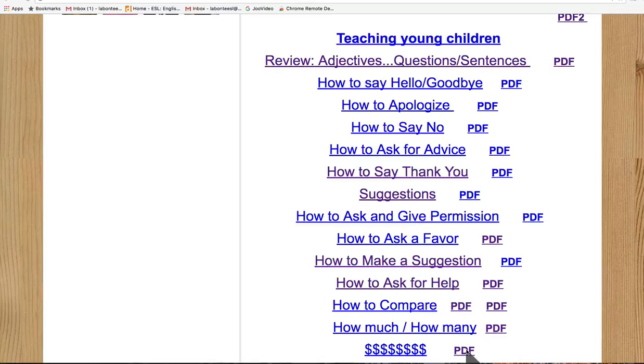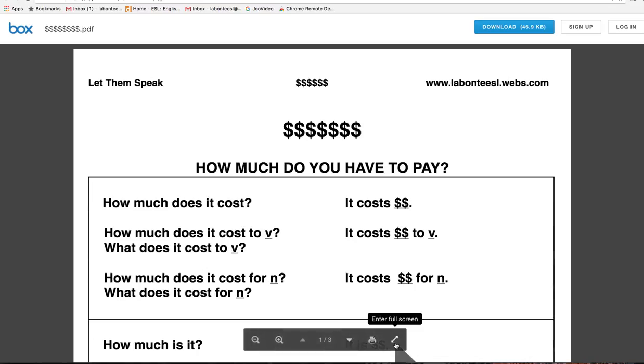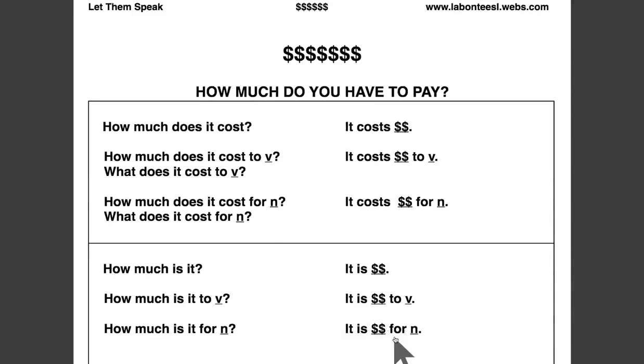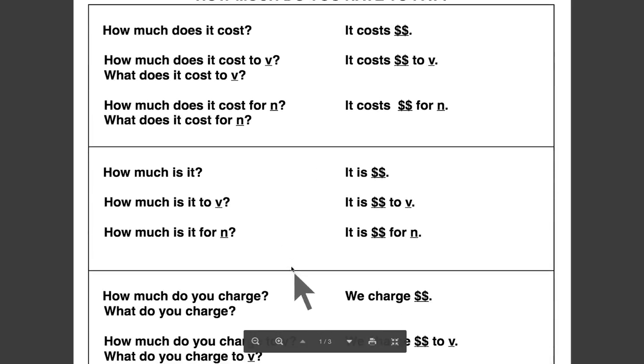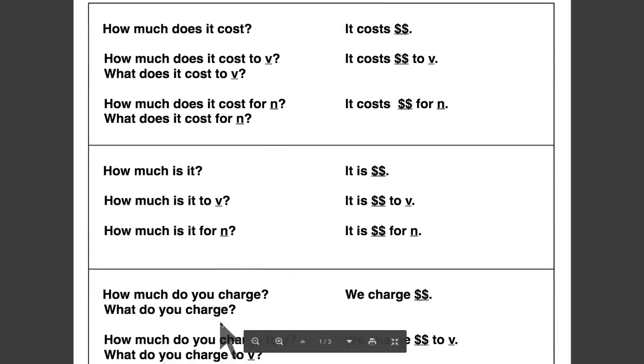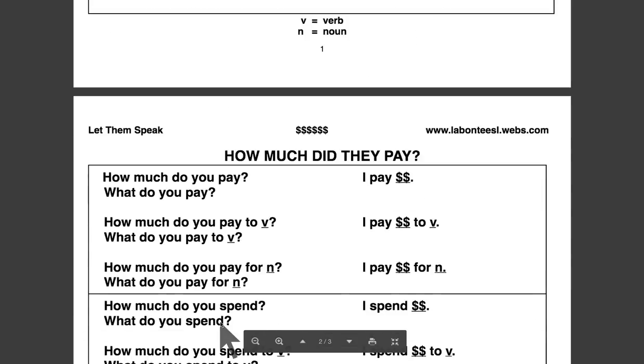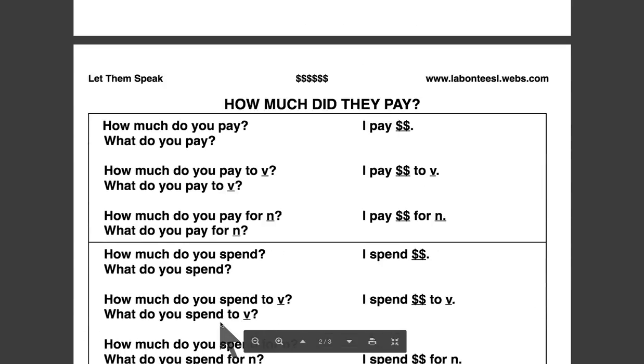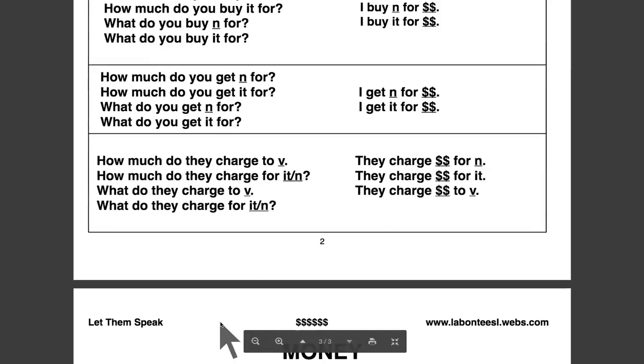For example, money. If you press here, it will bring you up to a sheet that will basically show you how we ask about money. How much does it cost? If you add a verb, how much does it cost to go there? If you just want the noun, how much does it cost for that donut? These are 3 ways to ask that.